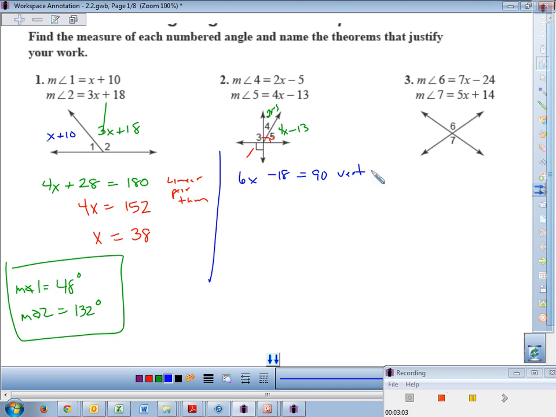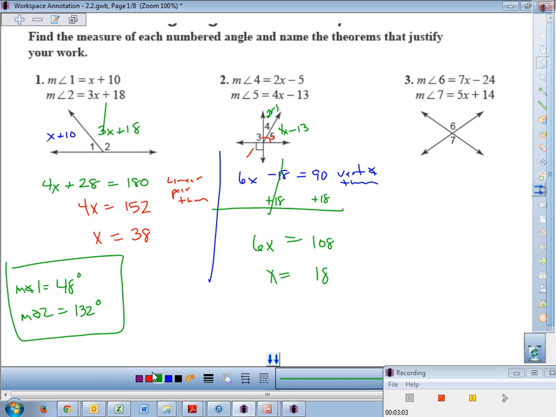And where did we really get it all from? From the vertical angle theorem is really what set us going. We knew that they both had to equal 90, right? The vertical angle theorem is really the whole kit and caboodle there. So let's add 18 to both sides. 6x comes down. That's 108, right? And then divide by the 6. 6 goes into 10 once, with 48 left over, so that's 18 times. Is that right?